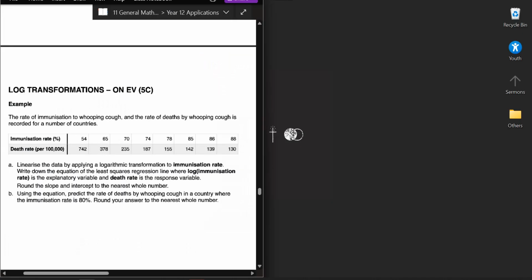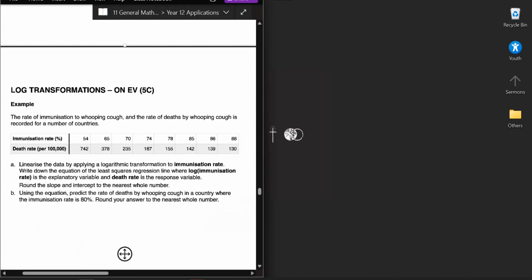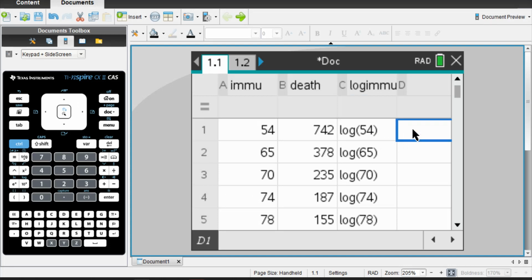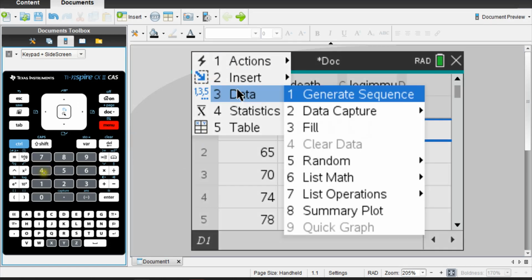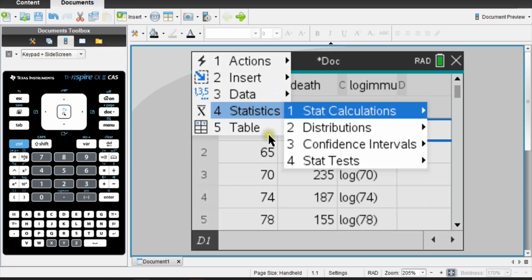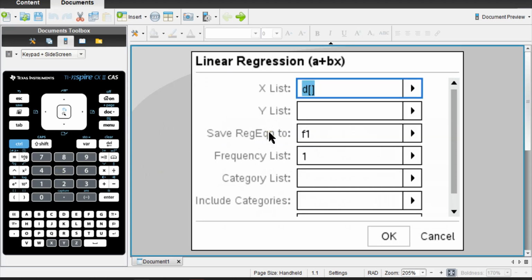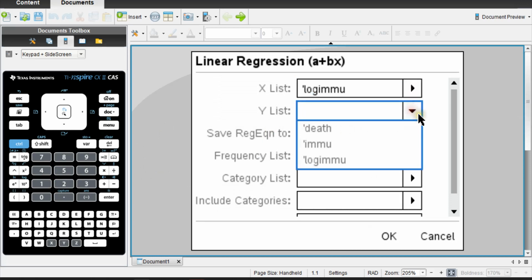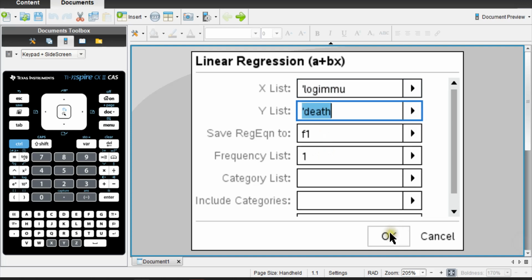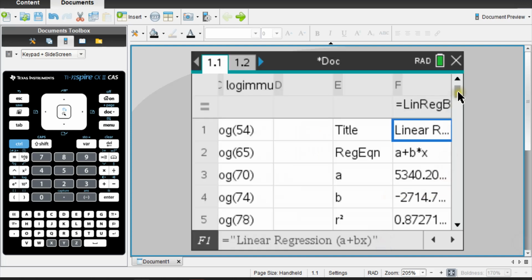The question is asking us to linearize the data and then write down the equation of that. So to get the least squares regression equation, menu, 4 for statistics, number 1, stat calc, and then linear regression a plus bx. Be mindful of what you transformed when you put your data in here. So we transformed the immunization rate with the log, and that's what we're using, and we didn't transform death rate, but we are using it. Okay, so there's our formula.